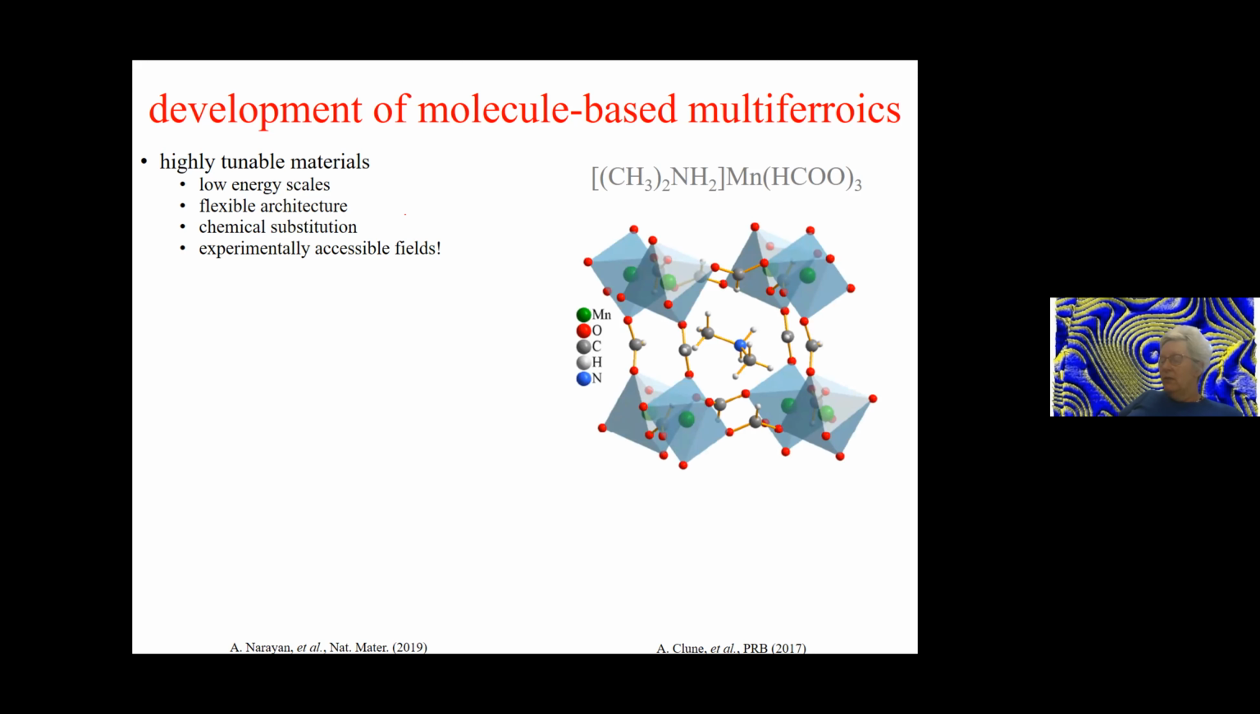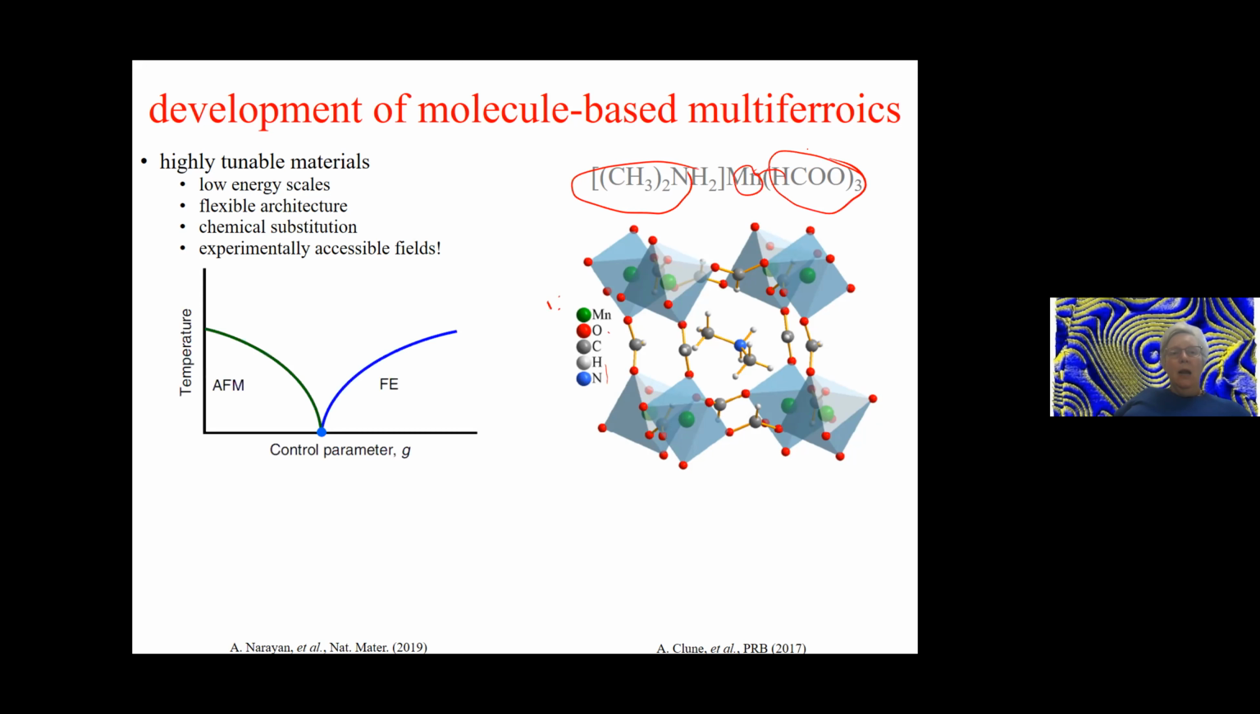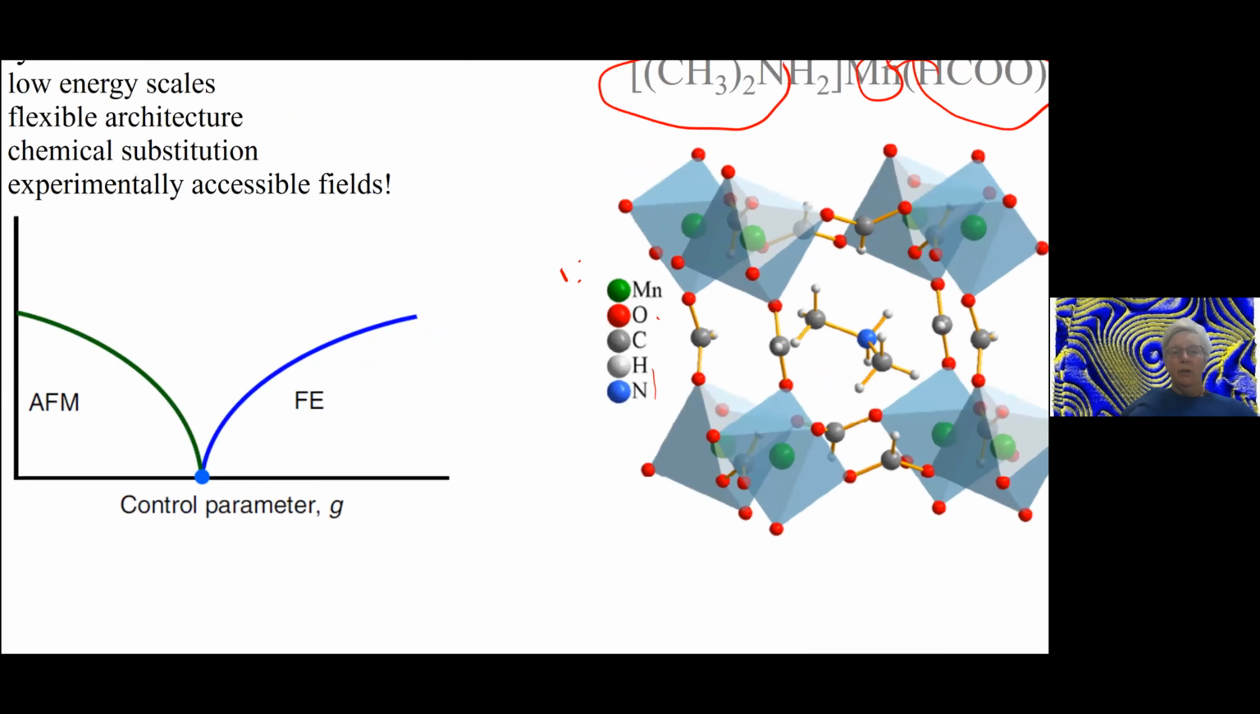So there's an ammonium, this is essentially an ABX3 compound, just like a perovskite, except that we have an amine in the chemical formula up here, manganese, and then it's connected by formate linkers. One of the attractive things with molecule-based multiferroics is that you can go searching for different kinds of quantum phase transitions, particularly magnetic quantum phase transitions along the lines that Sergei Budko was talking about a couple of weeks ago.